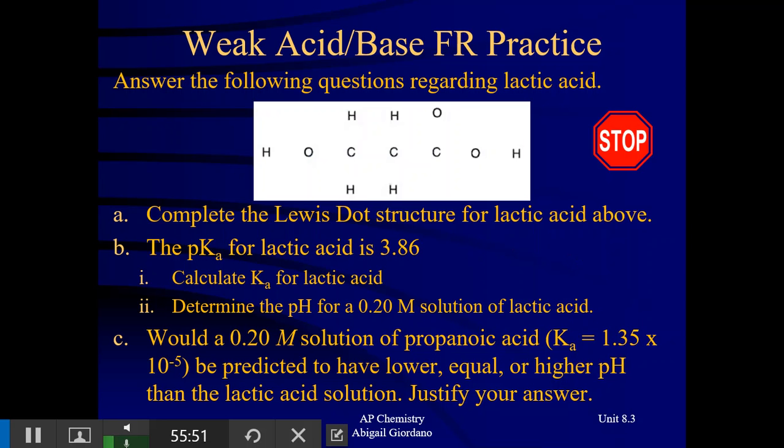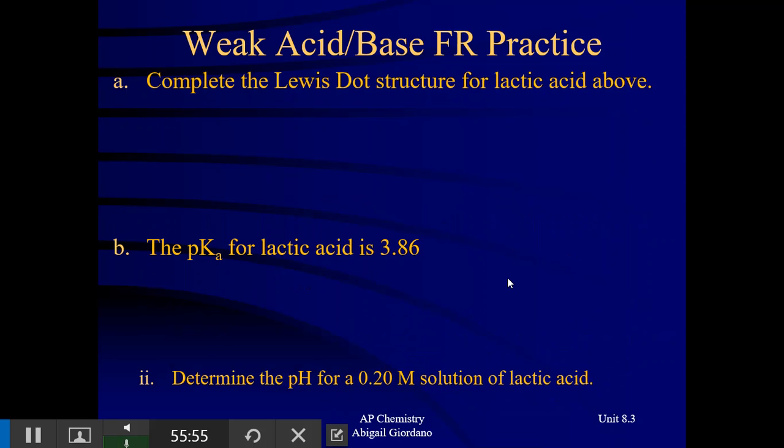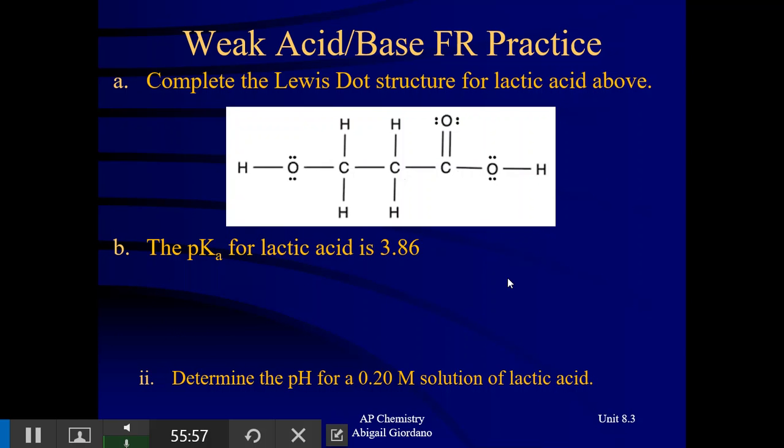The first one you're asked to do is just to complete that Lewis dot structure. If you count up all the total electrons you have, fill everything in with single bonds first, draw in all your lone pairs, and then assess the situation, you'll see that you do need to drop in a double bond on that carbon on the right, and that's the complete structure there for lactic acid.